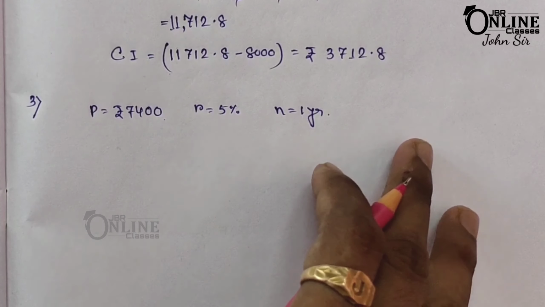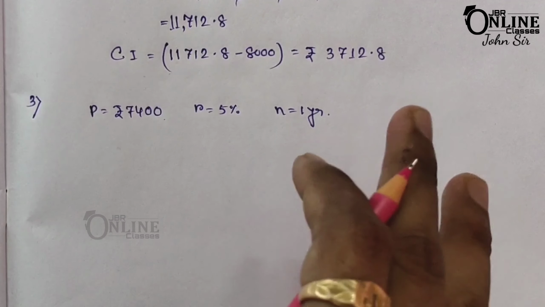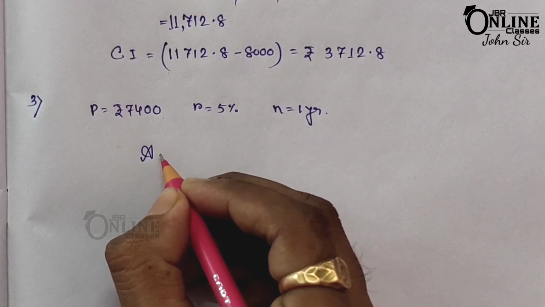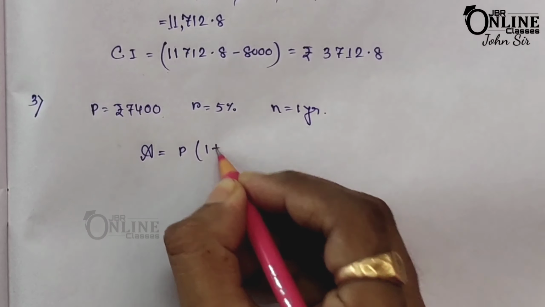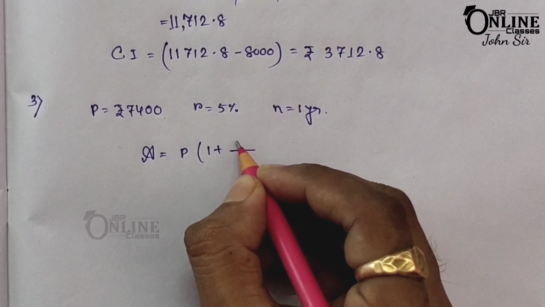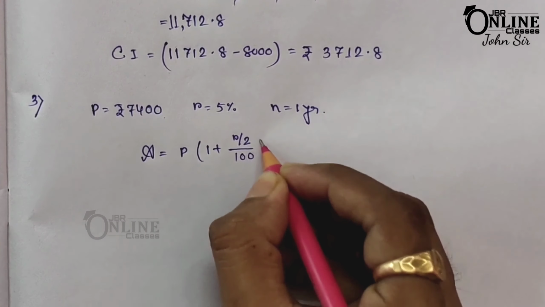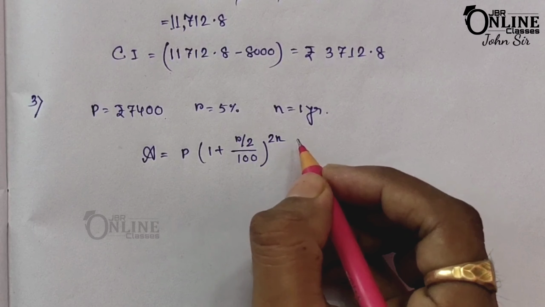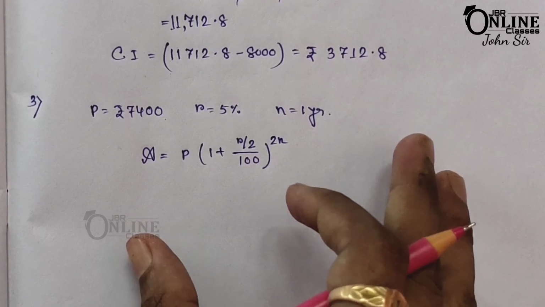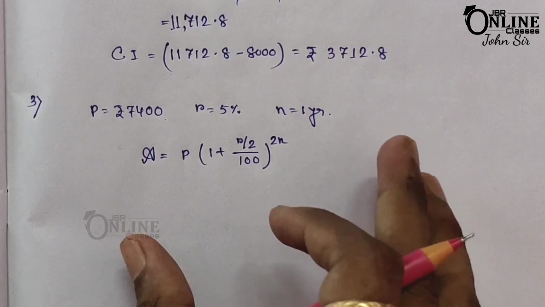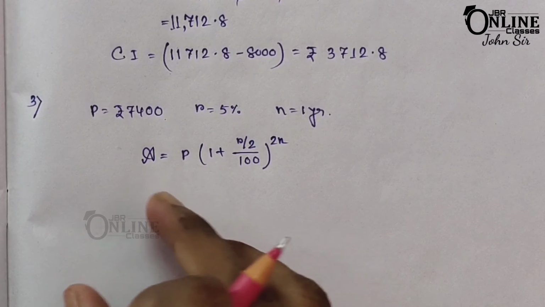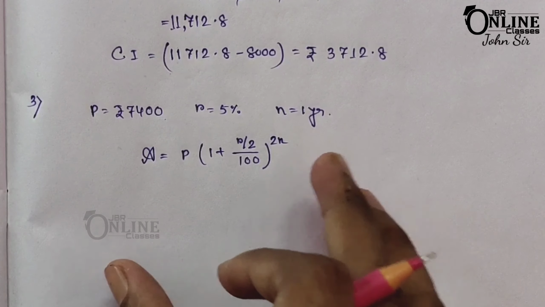Okay, so as here the given condition is half yearly, the formula will change. So here the formula will be A equals P into (1 plus R by 2 by 100), and that will be to the power 2n. Okay, so this is the formula. For the previous two sums, you calculated the amount yearly, that means per annum, but here you have to calculate the amount for half yearly.